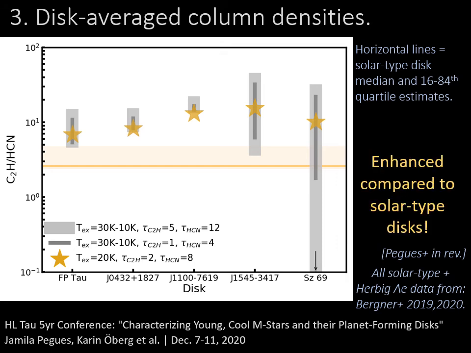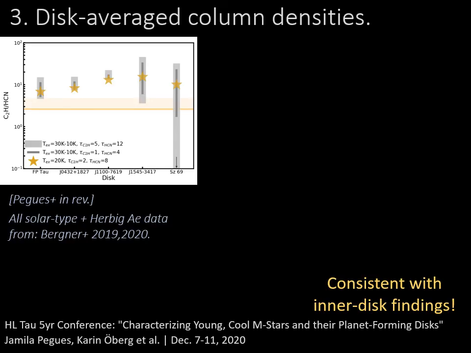Now you'll notice that the median values for our sample of M4 M5 disks actually exceed even the 84th quartile estimate for that sample of mostly solar-type disks from the literature. So that implies that this ratio is enhanced within our M4 M5 disks of our sample. And that's actually consistent with what has been seen in the inner disks of low-mass M stars.